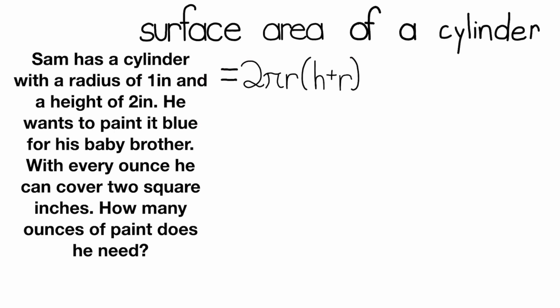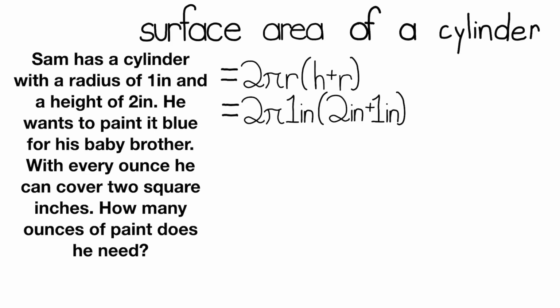And we know that the radius is 1 inch and the height is 2 inches. So let's add those dimensions into the formula. So that would look like this: 2 times pi times 1 inch times 2 inches plus 1 inch. Since 2 inches plus 1 inch is in parentheses, we're going to solve that first, and that would equal 3 inches. So that would be equal to 2 times pi times 1 inch times 3 inches.